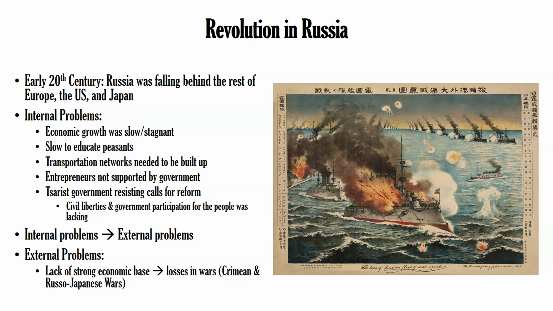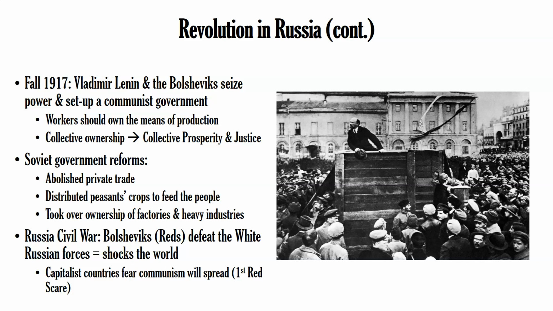So, for example, the lack of economic growth, it being slow or stagnant, actually led to military problems, or problems for the support for the Russian military, and we see these problems manifest themselves in losses in conflicts, such as in the Crimean War in the early to mid part of the 19th century, and then the Russo-Japanese War at the very beginning of the century, where the Japanese very easily defeat the Russian forces. All right, so what ends up happening is by 1917, Vladimir Lenin and the Bolsheviks are able to seize and set up a communist government in Russia.